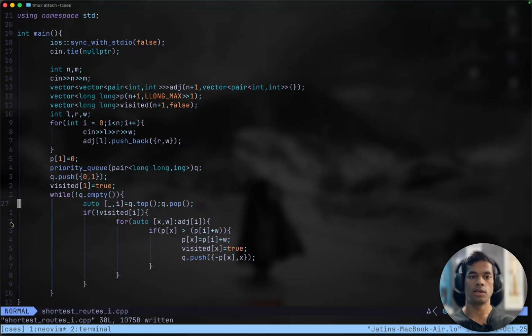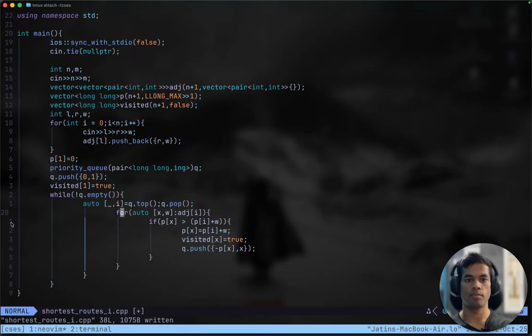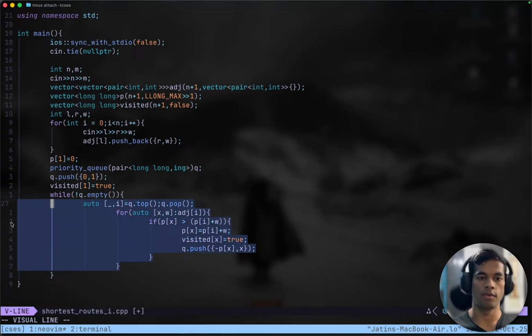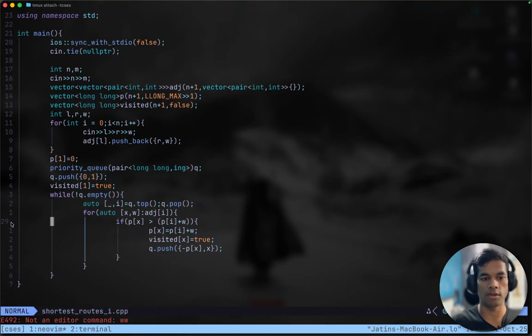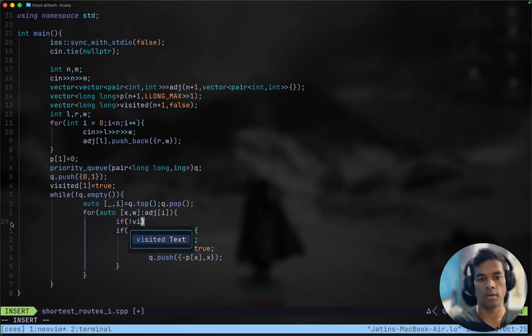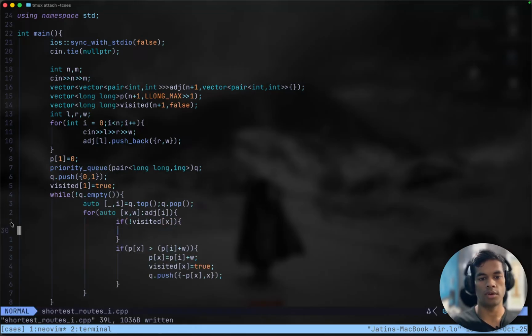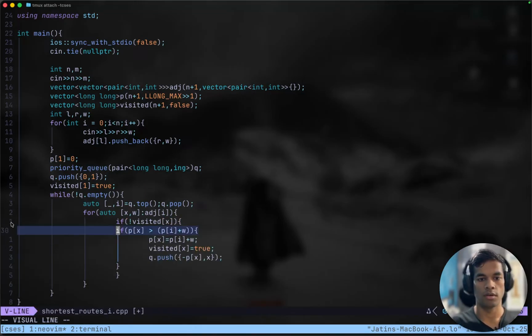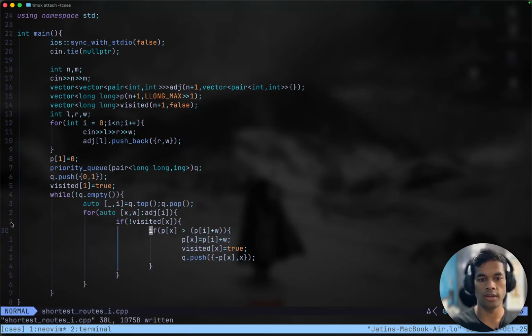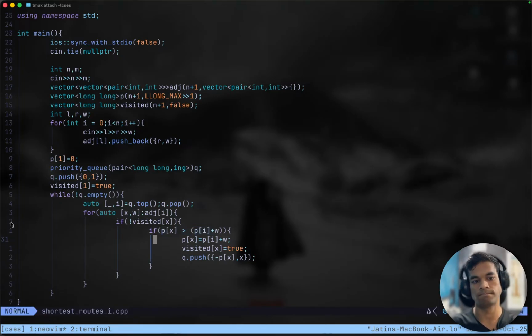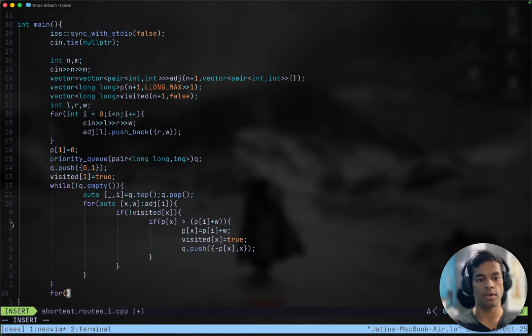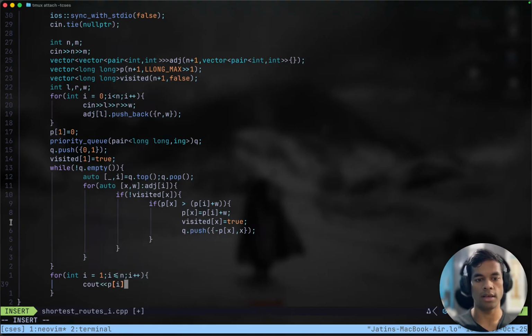Yes, we are only adding things which have not been visited. So if not visited X, only then do we check these things, and only then do we maybe try to update the distance for X. And then we output, for int i equals 1, i less than or equal to n, i plus plus, cout p[i], space, newline.